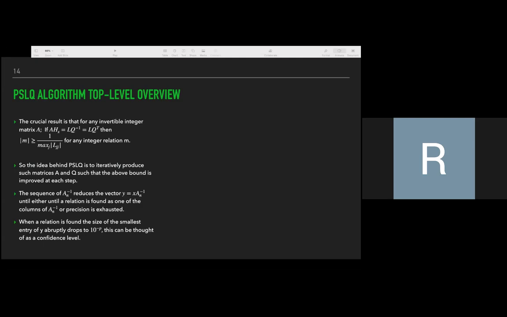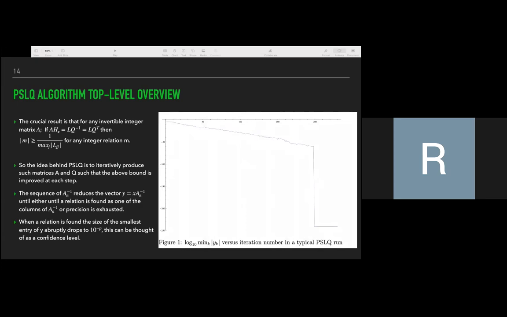And so we iteratively produce matrices A and Q by the LQ process, and basically we want to minimize a vector y, which is equal to the vector x that we were given times the inverses of the sequence of A_n matrices generated by this LQ decomposition. When a relation is found, the size of the smallest entry of y is going to drop by an enormous amount, and you can think of that as a confidence level in some ways for your results. I have plotted here the logarithm of the drop. You can see that even with a log scale, it's quite a steep drop.